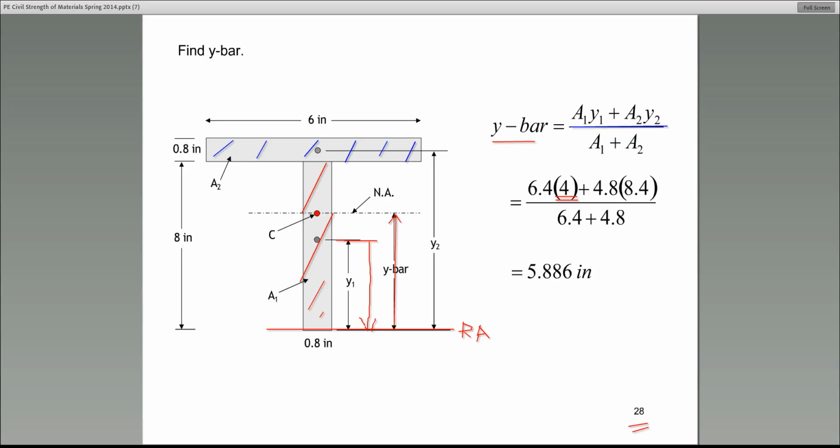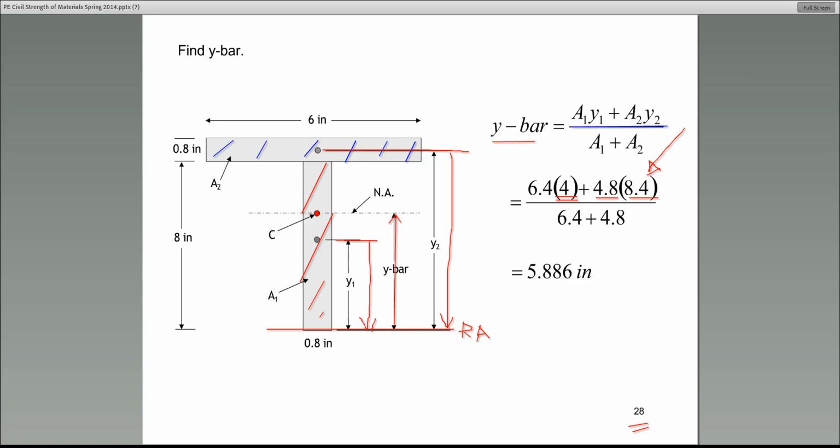Then the second part is A2 times Y2. A2 is 4.8. What about Y2? Guys, this is where you really need to pay very close attention. Y2 is the distance between the centroid of area 2 measured from the reference axis. In this case, it is 8.4.